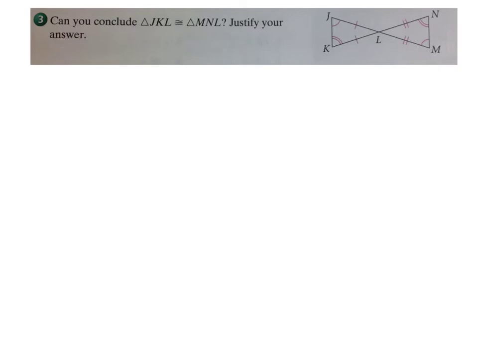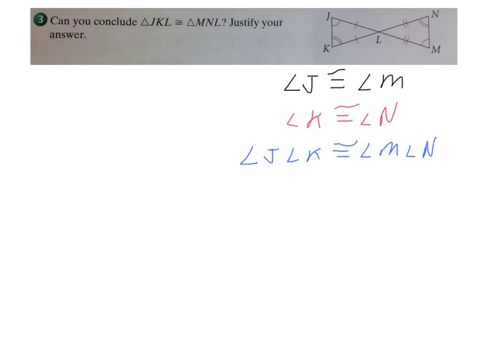See if we can get these 2 triangles congruent. We know angle J is congruent to angle M because they both have 1 arc on them. We know angle K is congruent to angle N because they both have 2 arcs on them. And angle JLK has to be congruent to angle MLN because of vertical angle theorem. Oh, now notice how I always have the J correspond to the M and the K correspond to the N. Those 2 points correspond to one another.